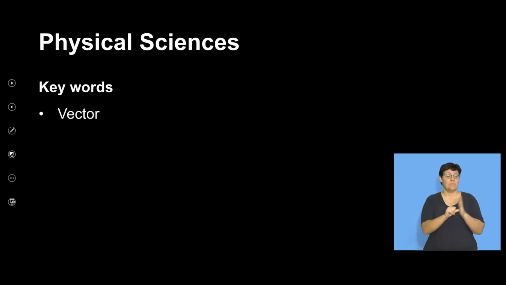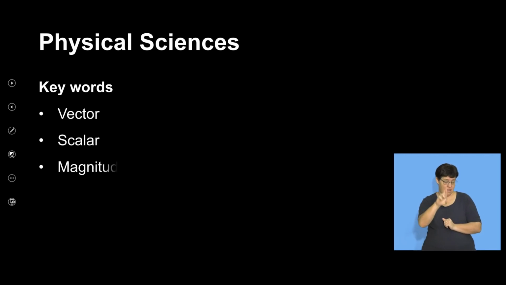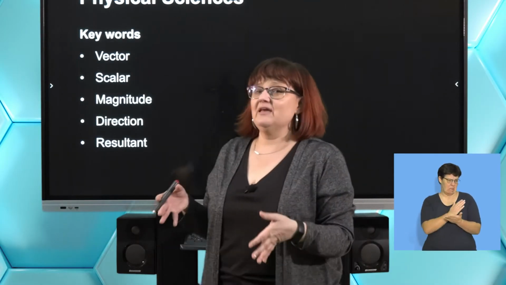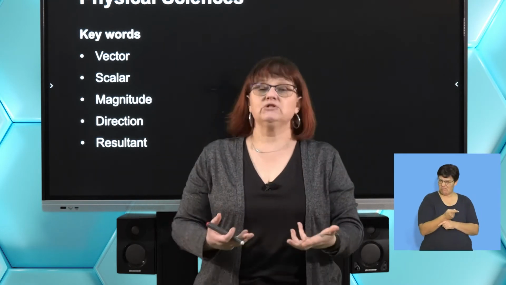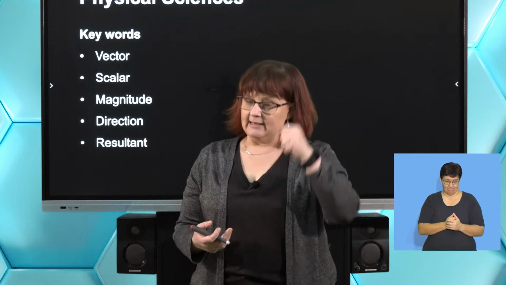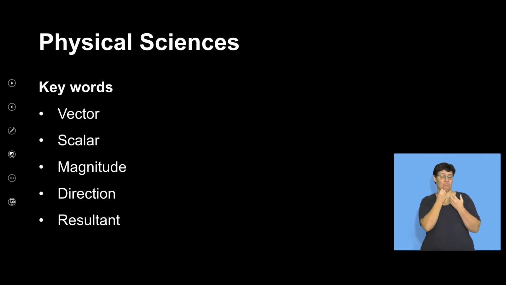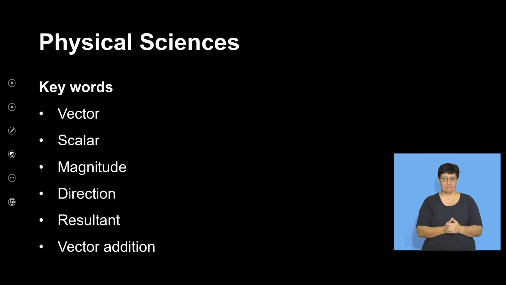Keywords for today: vector, new term; scalar, new term; magnitude, size. Then we've got direction and resultant. Some of these are new terms. Some of them you may have heard before. Some of them are normal English terms. But we've got a couple there that are new, and it's part of the language of science. So we've got to make sure we get them down because we're going to use them lots in our science careers. And vector addition, I forgot about that one. That's definitely new. That's fun.